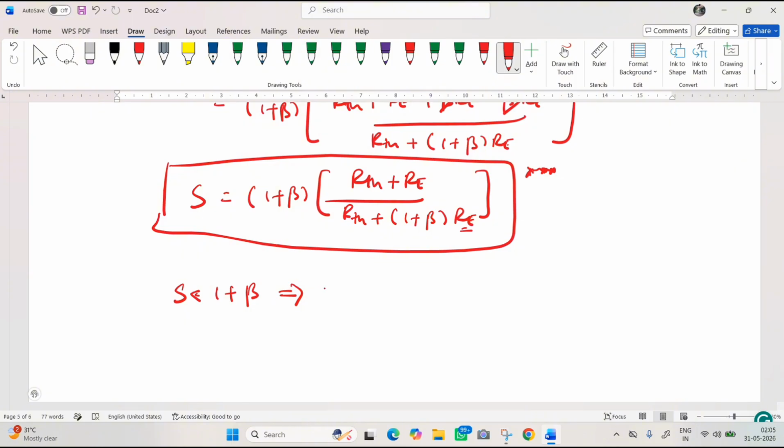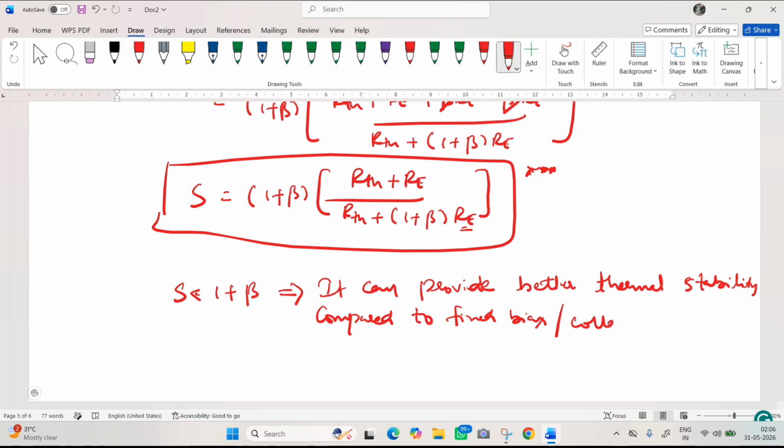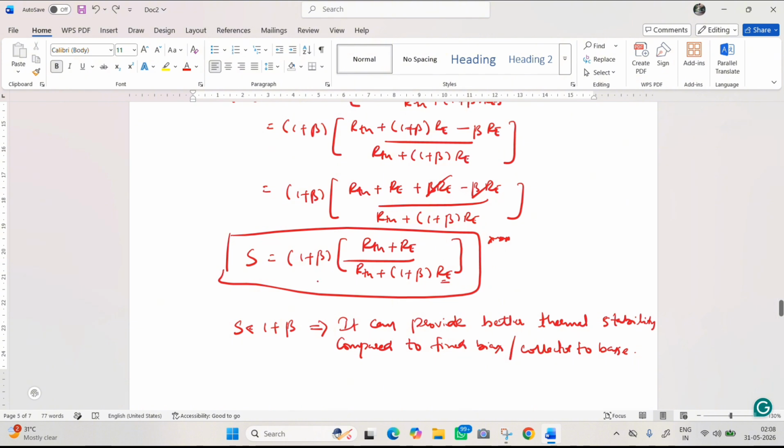Here, let me try to write it. It can provide better thermal stability compared to fixed bias and collector-to-base bias. And these are the stability factors for all the three biasing techniques.